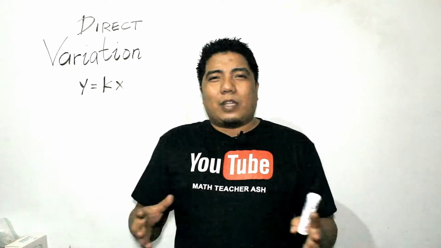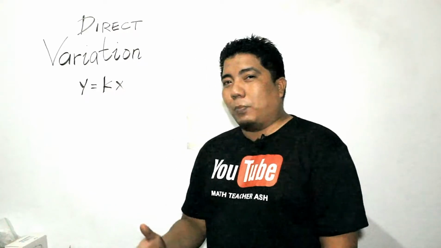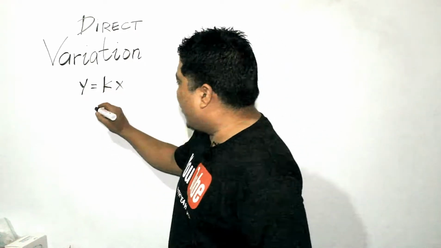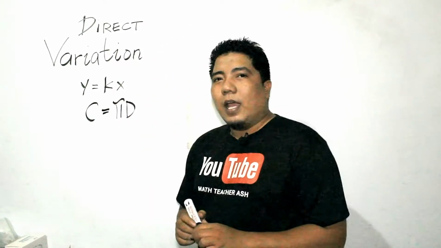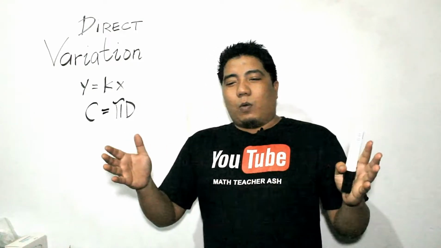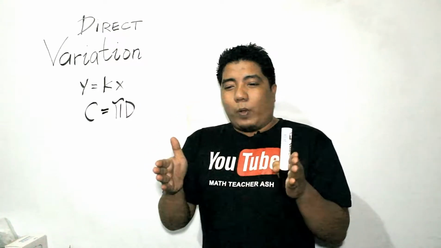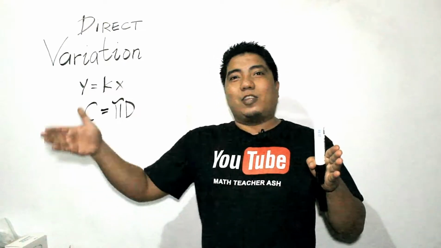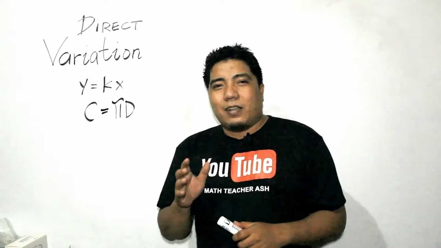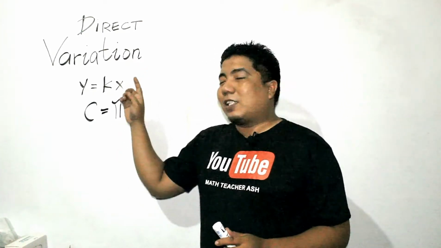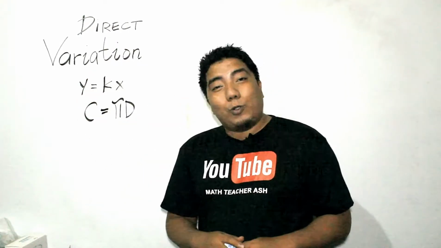Now, how can we know that a certain situation is a direct variation? Let's consider an example in geometry. If you consider the formula of the circle, C is equal to pi d, the circumference and the diameter. If your diameter is small, the circle is just as little. When the diameter gets bigger, then your circle goes bigger also, right? That is an example of a direct variation. As your diameter increases, your circumference also increases. As your diameter decreases, your circumference also decreases.